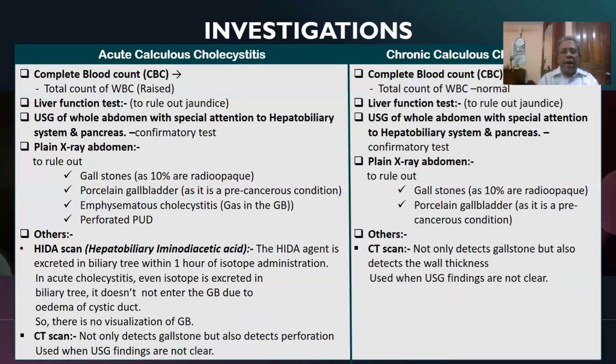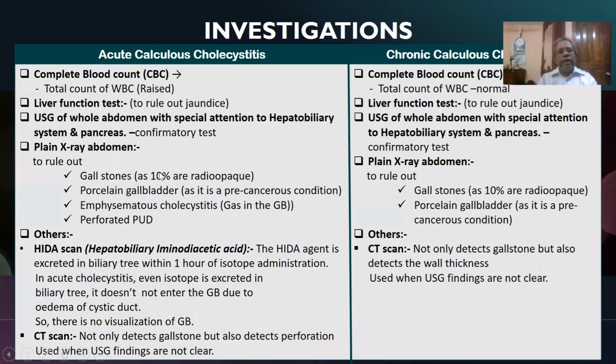And sometimes it may mimic peptic ulcer perforation, a duodenal ulcer perforation, with pain in the right upper abdomen. To exclude that, you can do a plain X-ray abdomen in erect posture or a plain X-ray chest in erect posture. You can easily diagnose that the patient does not have any sort of perforation there. For that reason, a plain X-ray abdomen is done.